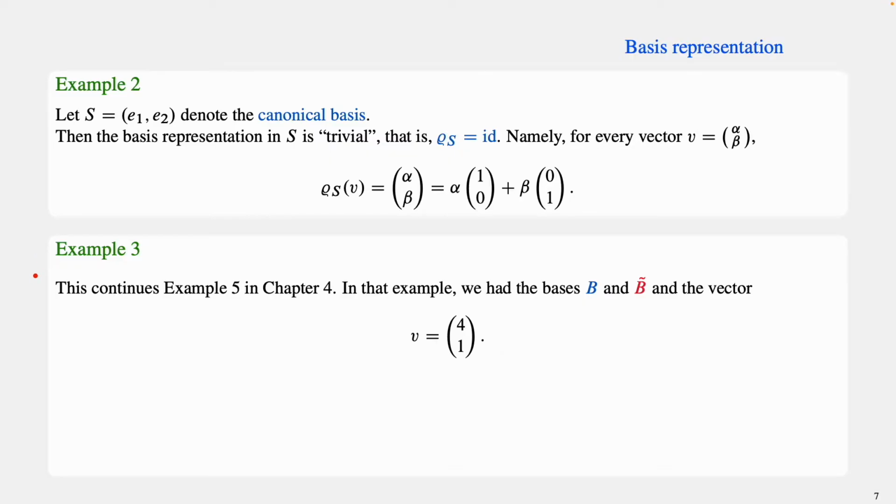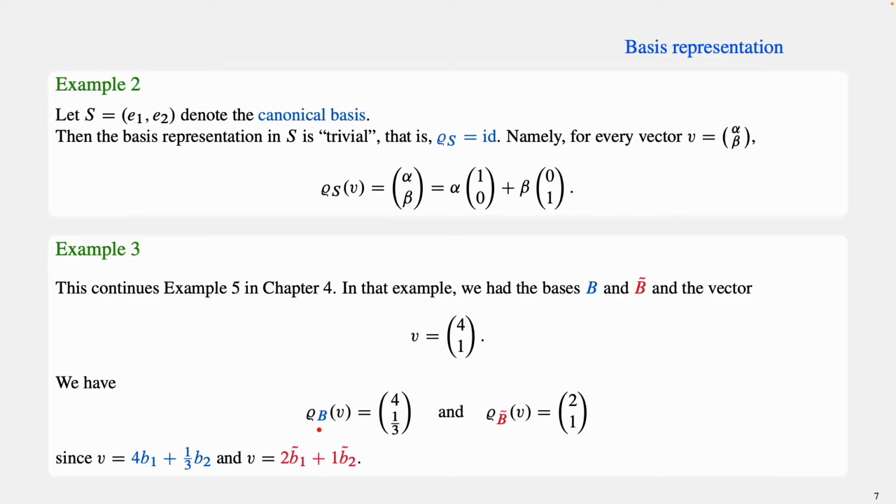Here we have a second example, example 3, and this continues example 5 from chapter 4, and don't worry, I'll recall the details of that example in a moment. In this example we had the basis b and b tilde and the vector (4, 1). And we had the representation rho b of v to be (4, 1/3). So we saw that even in the picture I had in the beginning of this video. And rho b tilde of v is (2, 1). So as we computed, 4 times b1 plus 1/3 b2 is v, or 2 times b1 tilde plus 1 times b2 tilde is v. So this is why we have these representations in the respective bases for the vector v.